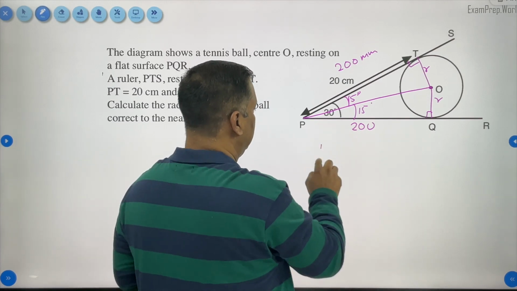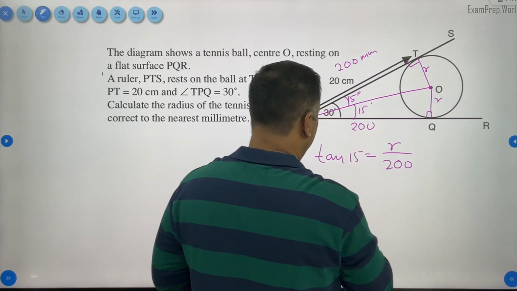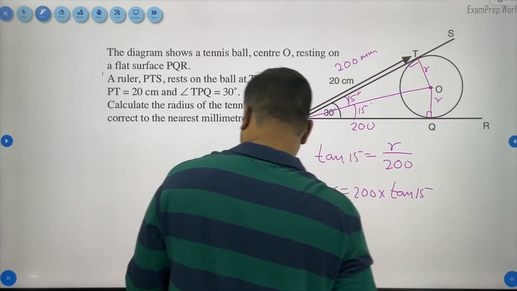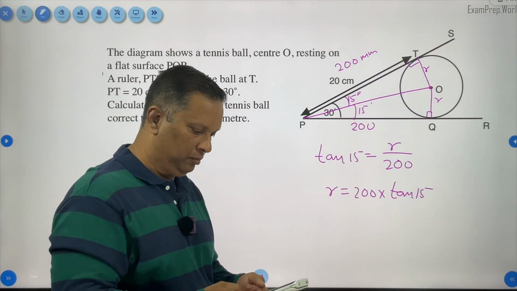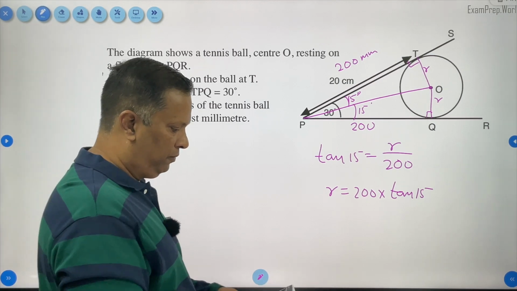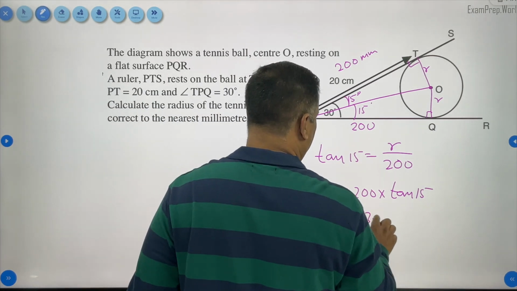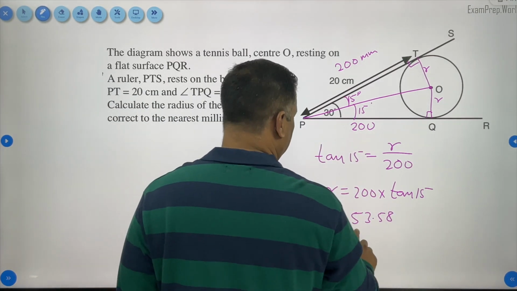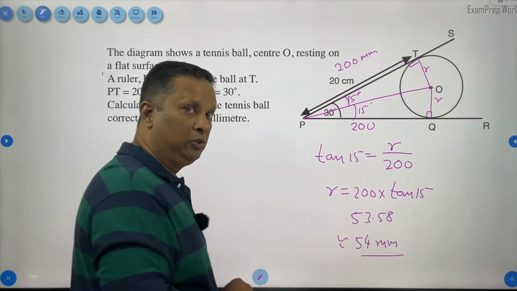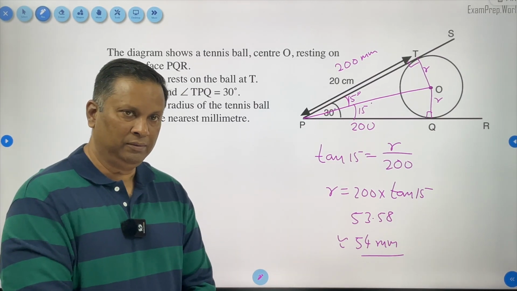We will use tan. We can write tan 15 equals R upon 200, therefore R equals 200 times tan 15. Do this, you will get the radius of the ball. 53.58, because they are asking nearest mm, we'll round it off to 54 millimeters. That should be the radius of the ball. Easy, it was very simple. Move on to the next one.